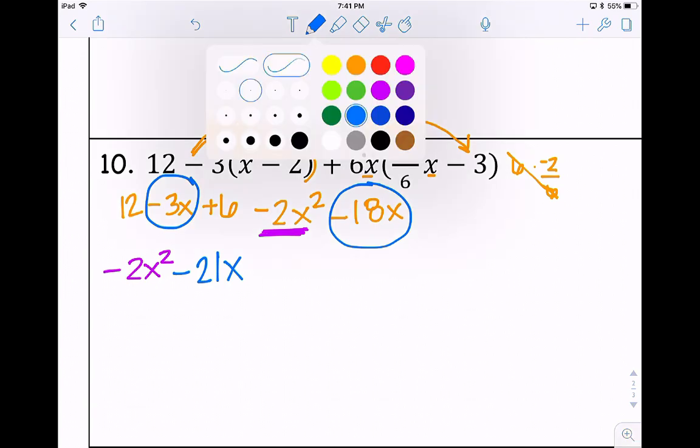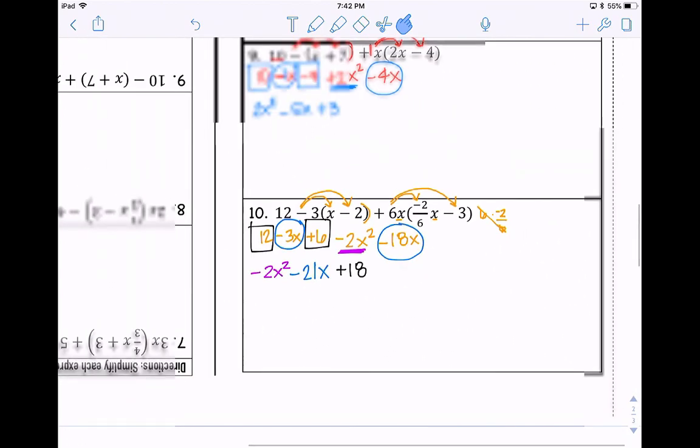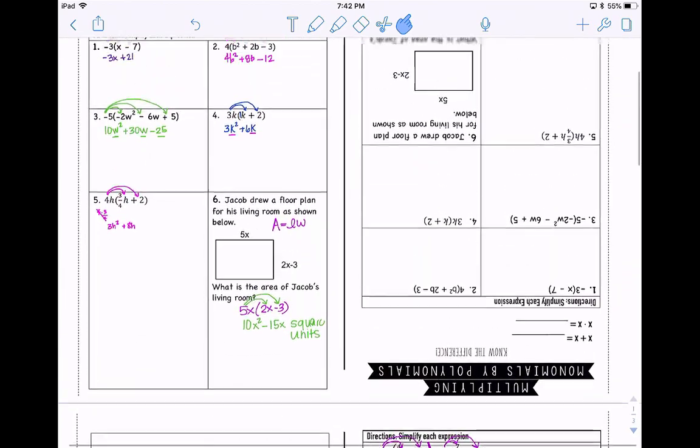And then the last pieces are going to be our constants. So we have a positive 12 and a positive 6 that are just constants, so those go at the end. And we just do, again, exactly that math. So 12 plus 6 is positive 18. So our final simplified expression there is negative 2x squared minus 21x plus 18. And that is all of those examples.